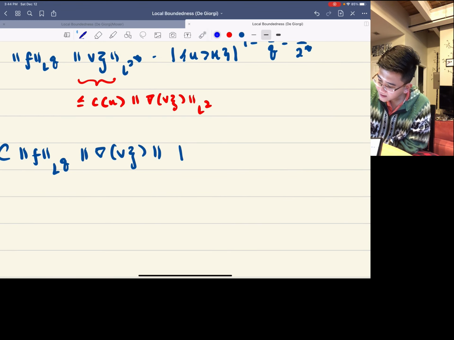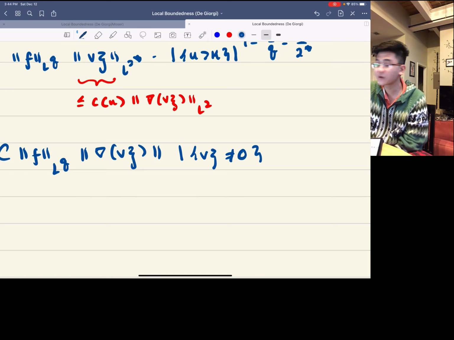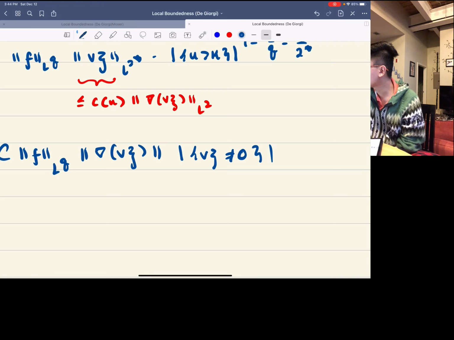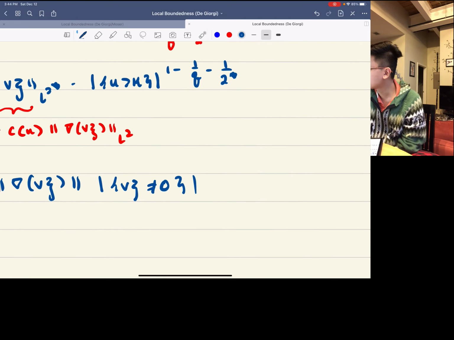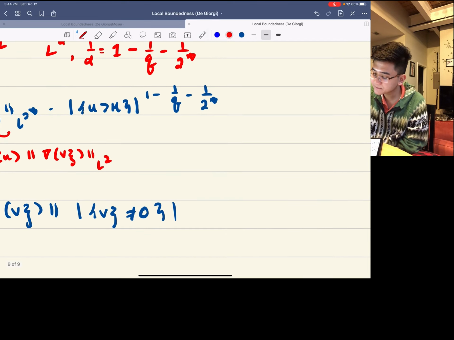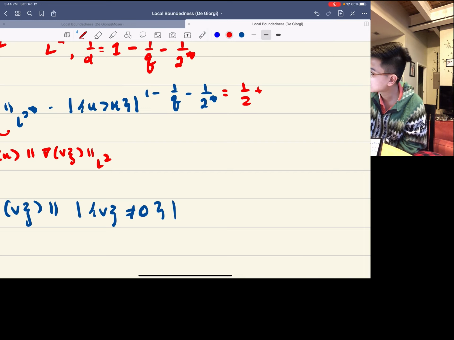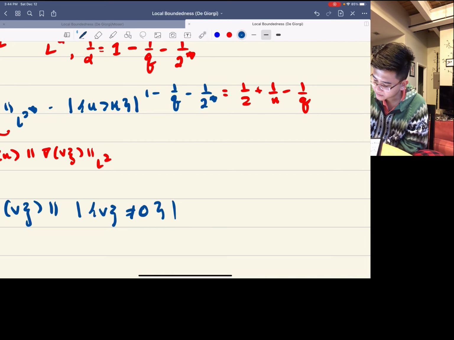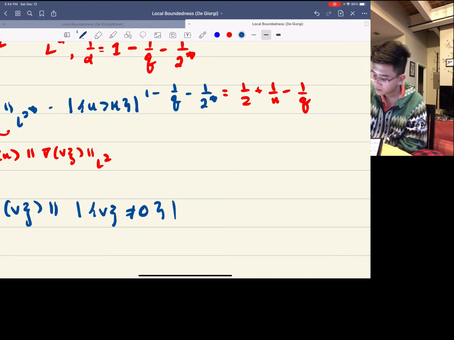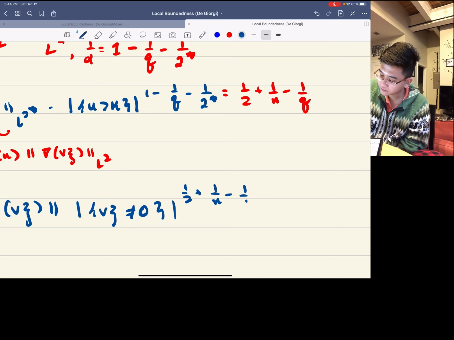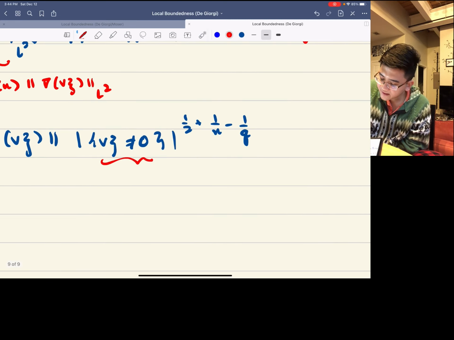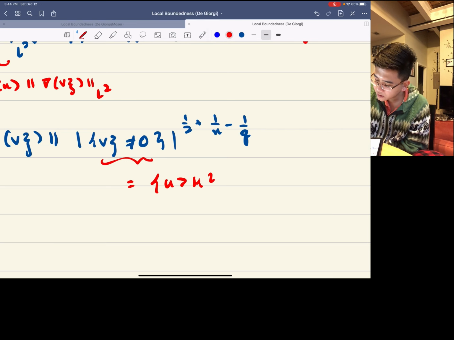Note that I'm going to write this as the measure of the set where v zeta is not 0, in B1, raised to, if you just do the algebra, 1/2 plus 1 over n minus 1 over q. I would also want to point out that this set is the same as the set where u is bigger than k, of course in B1.